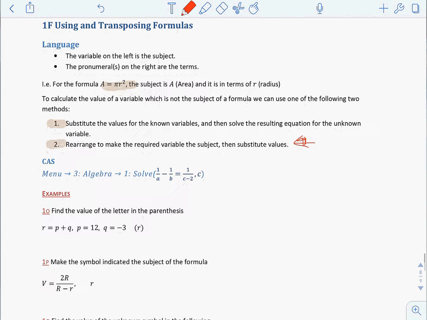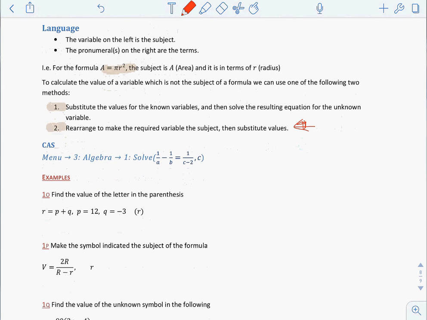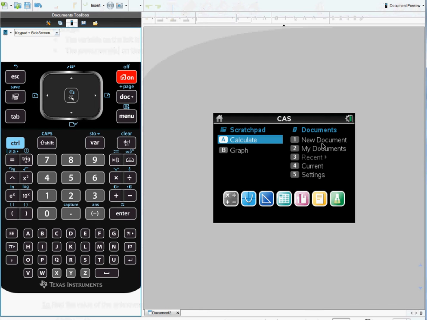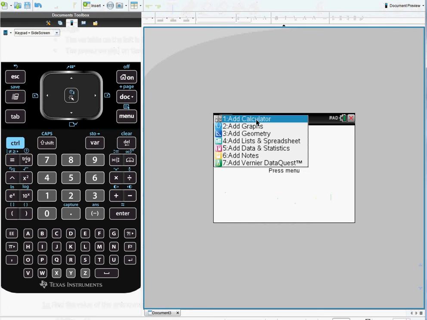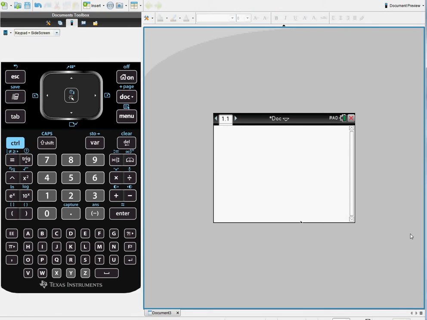Either way, we can do this using CAS. It's using the same function as what we used at the very beginning in solving linear algebra. You might want to go back and have a look at that. The only difference is that we're not actually going to be using numbers. We can actually use pronumerals. We're going to have a look at an example of this. You just need a general document. It doesn't really matter. It just needs to be a calculator, like this one.